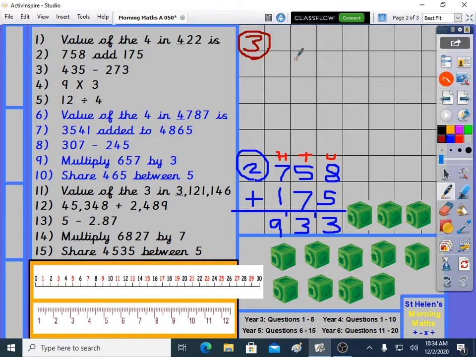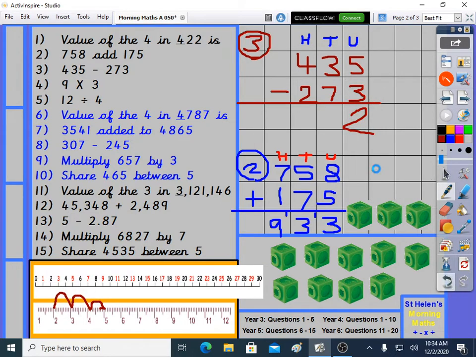Question 3, minus 435. Take away 273. 435, 273. Just checking those. I'll put my hats on. Units, tens and hundreds. 5 take away 3. 5 take away 1, 2, 3 is 2.